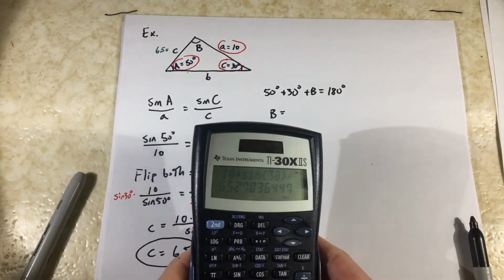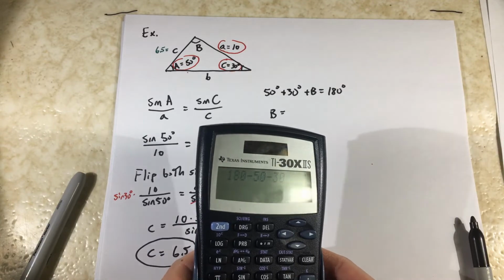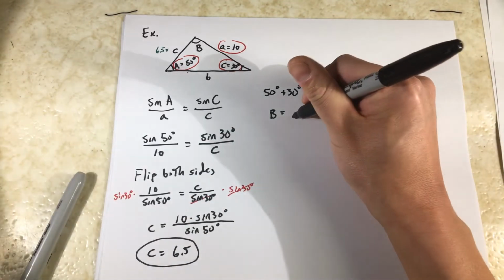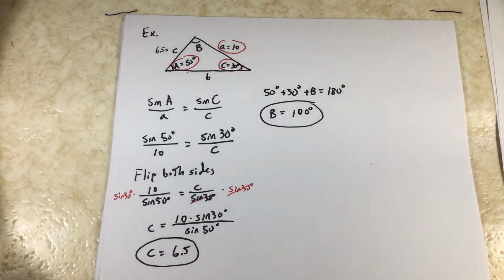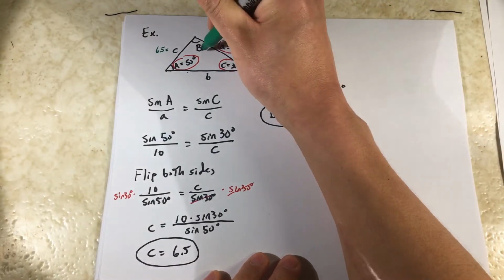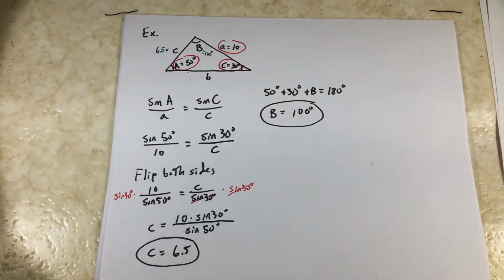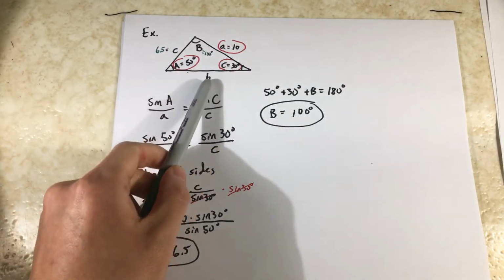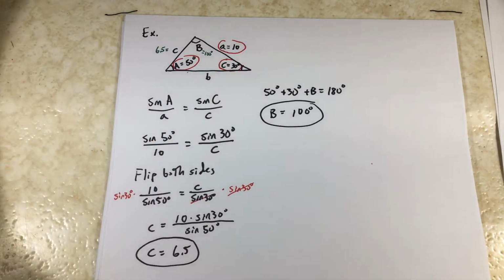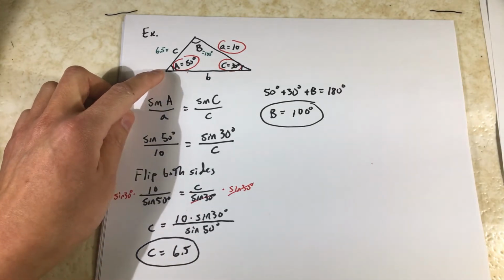And B is equal to 100 degrees, using that rule that all the angles have to add up to 180. Okay. So I know B. I know all the angles, but I don't know this side, little b. So I'm going to have to apply the law of sines again. So let's use the law of sines again.